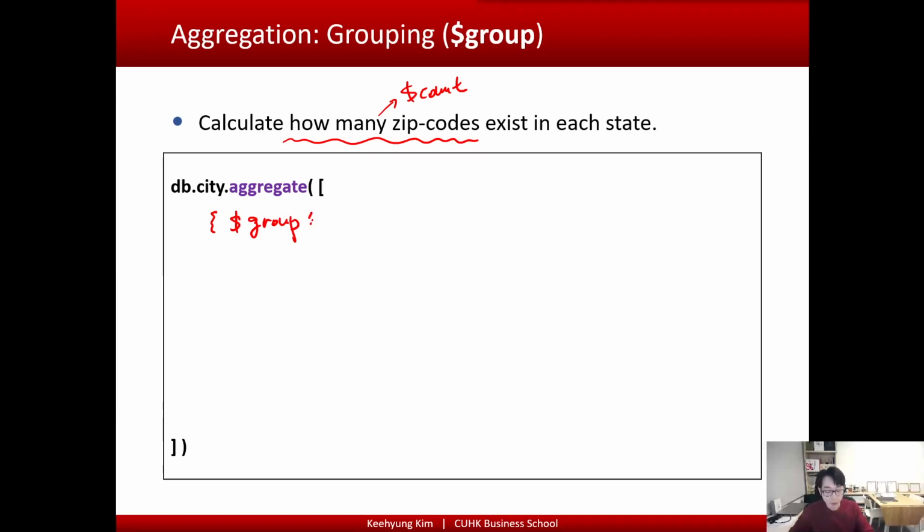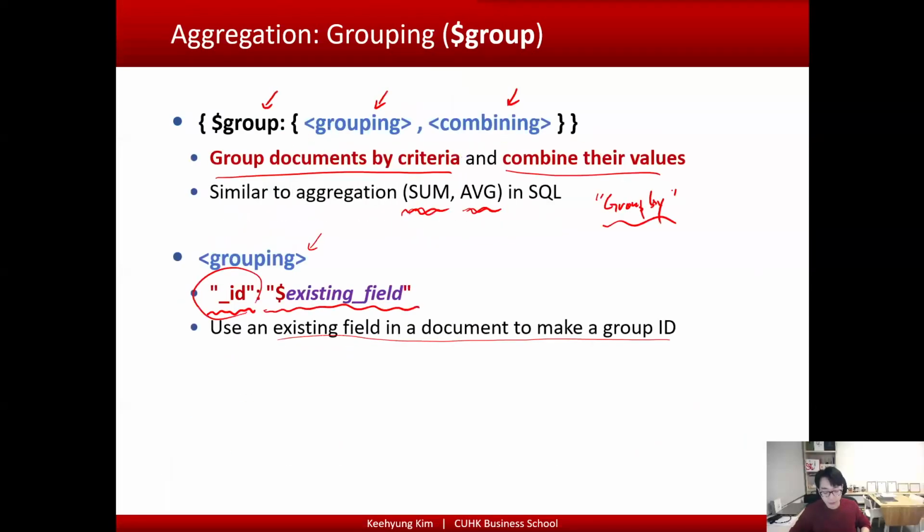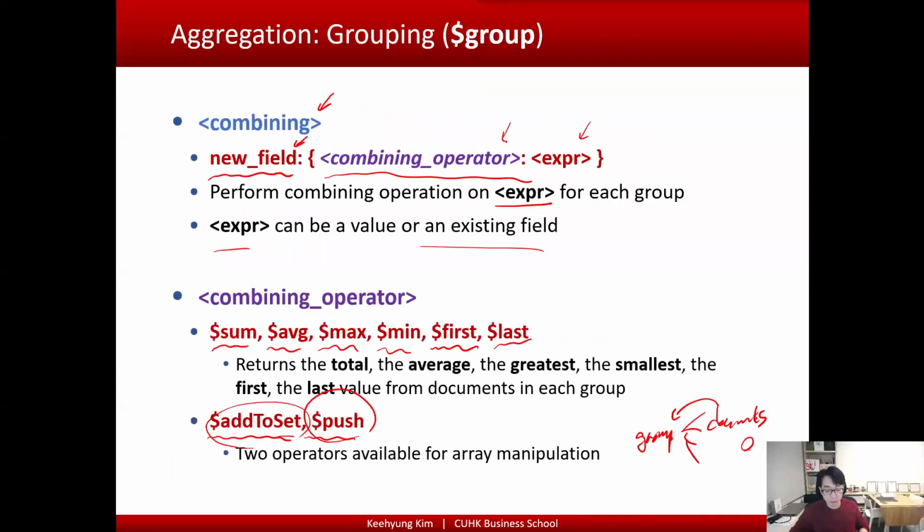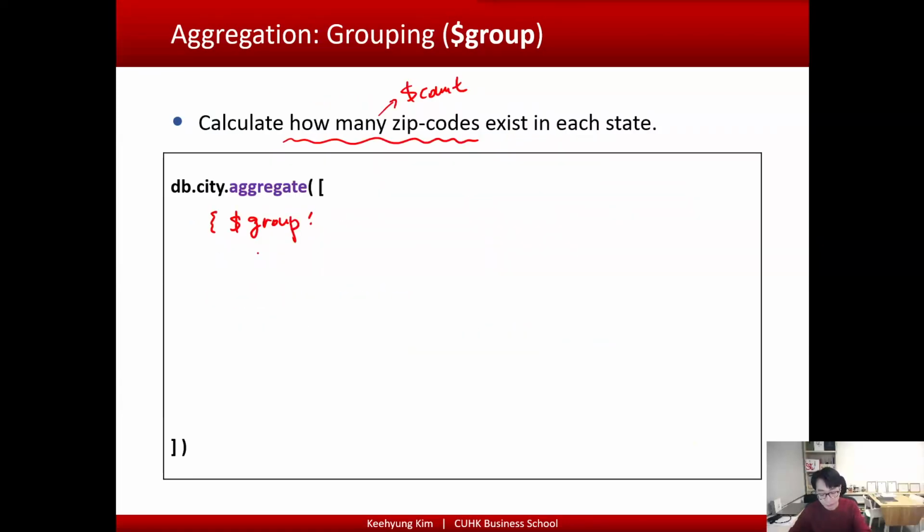And inside the group operator, we have to specify two things: the ID, basically the group information, and the condition. So something like this. Group information and combining rules. So we have to specify these two things. The first one we want to specify is the grouping information. So we have to specify what will be the new ID, so based on what we are going to make a group.